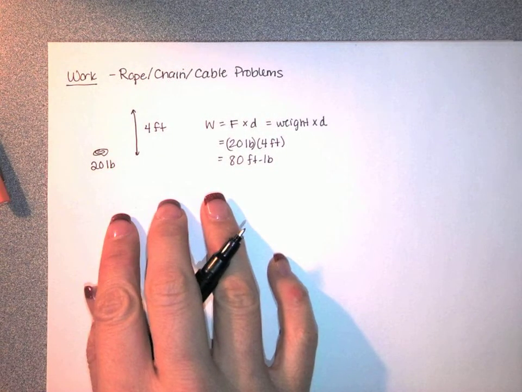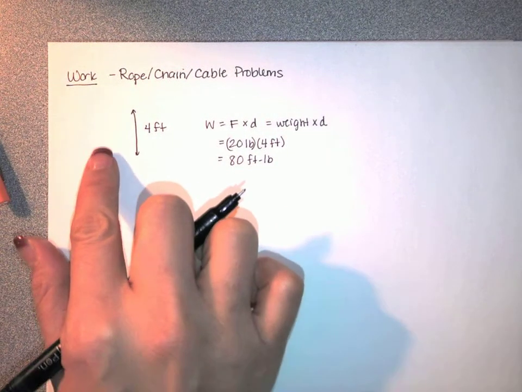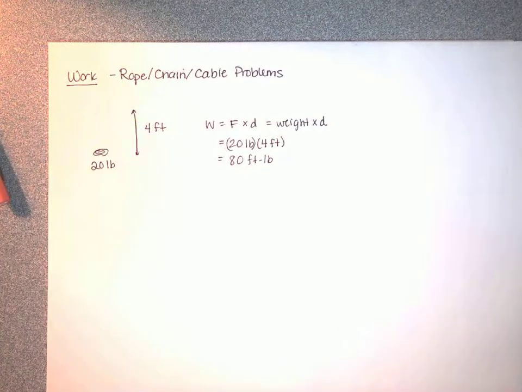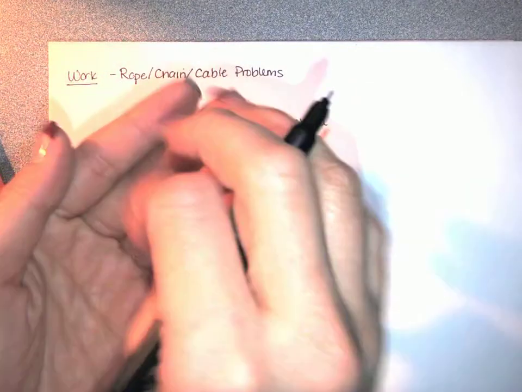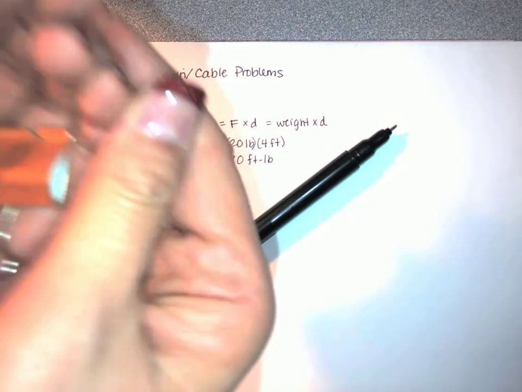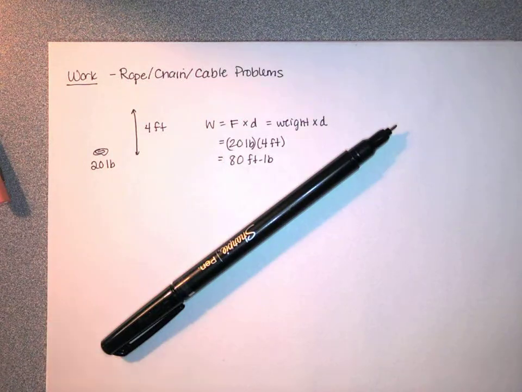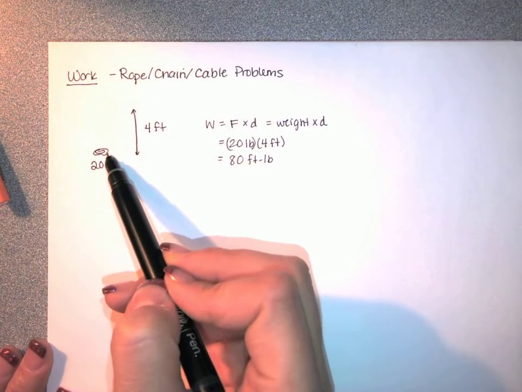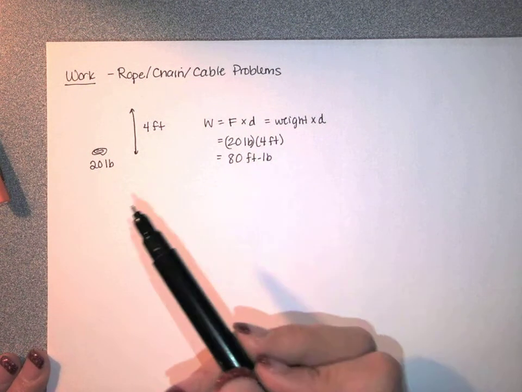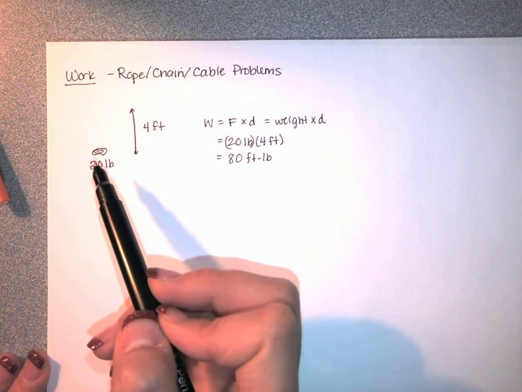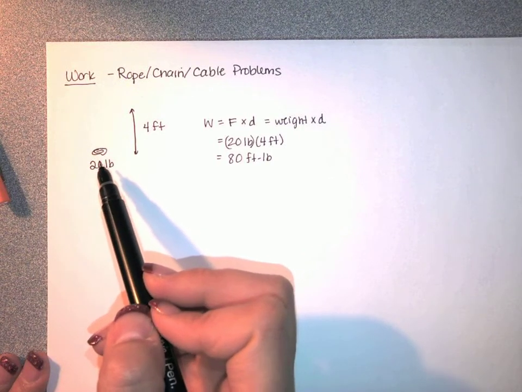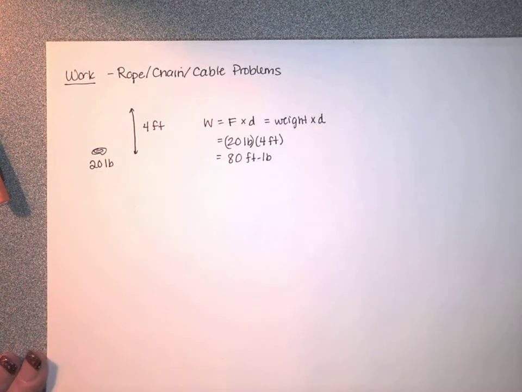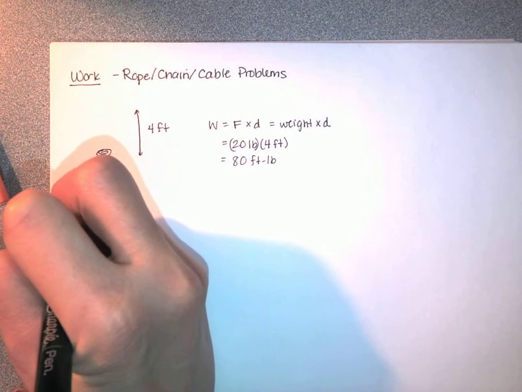Now, most of the problems in this section are not like that. Instead of taking that whole cable and pulling it up through 4 feet all at the same time, as one unit, like it's in your hand, we often have a cable or rope or chain hanging off the side of a building, and we're pulling up a little bit of the rope at a time. And because of that, we're going to need calculus. So let me show you an example.